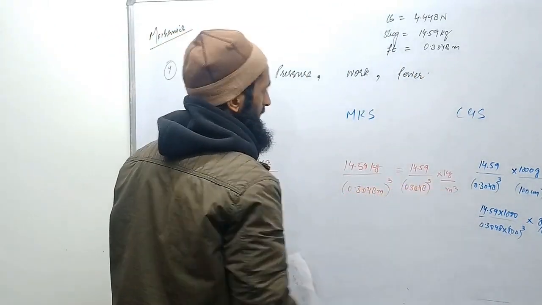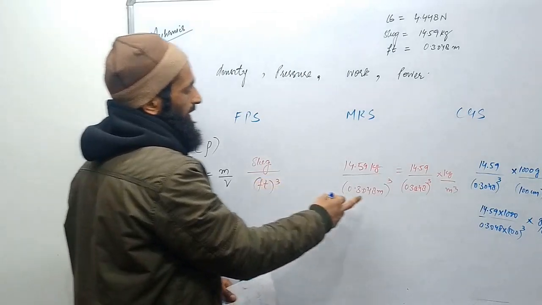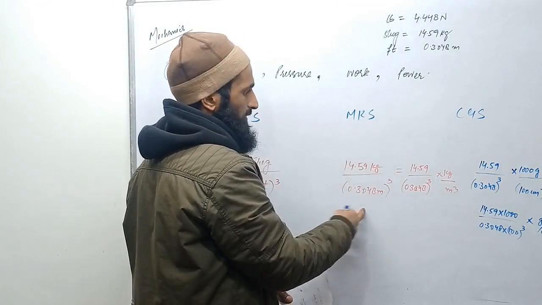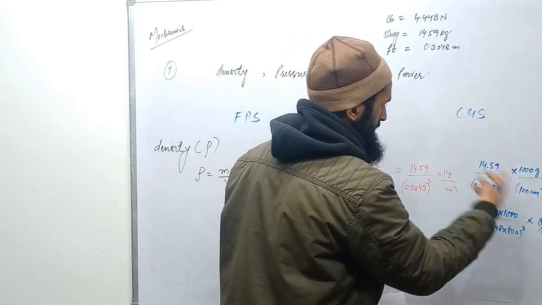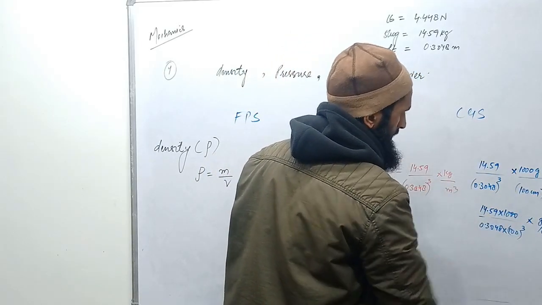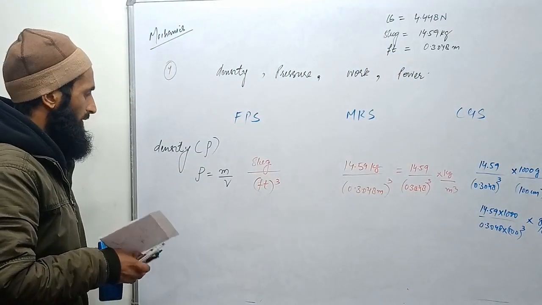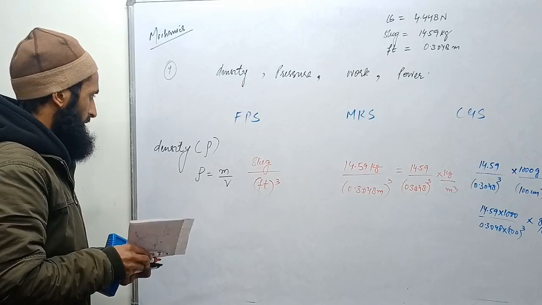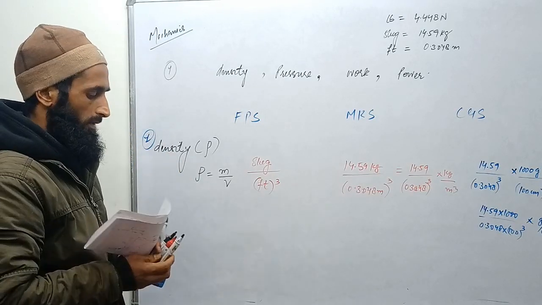So this will be the unit of density in FPS, and further when we convert into MKS system, we will get this, and after converting this into CGS system, we will get this gram per centimeter cube. So this was the first quantity, density.